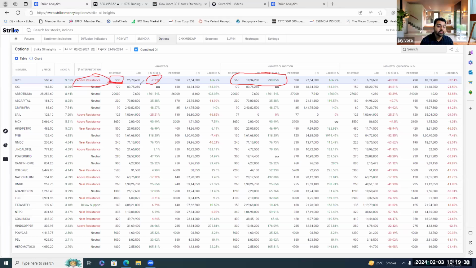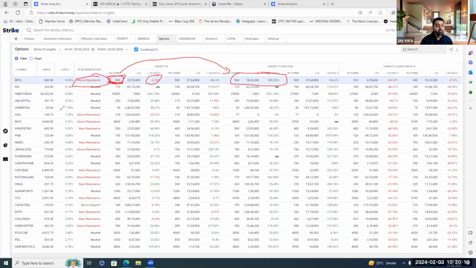So in this case, the sellers of 530, who have already gone wrong, will probably change their ceiling, and from 530 they will start moving to a higher strike price. And that is something that will eventually become a barrier for the stock in the near term.